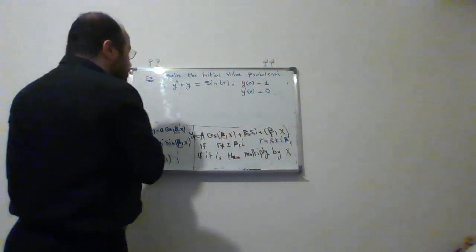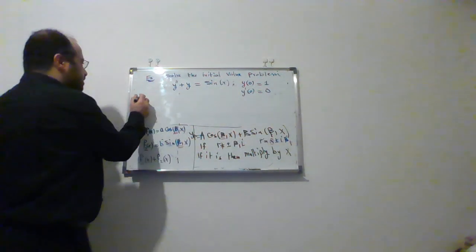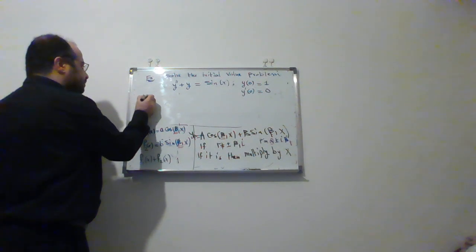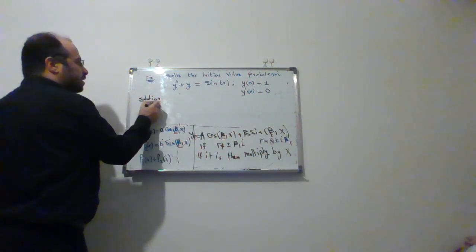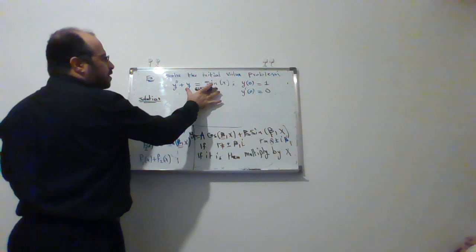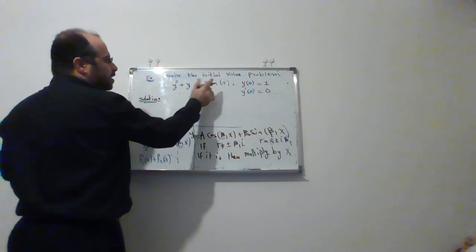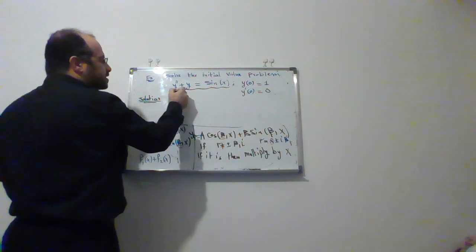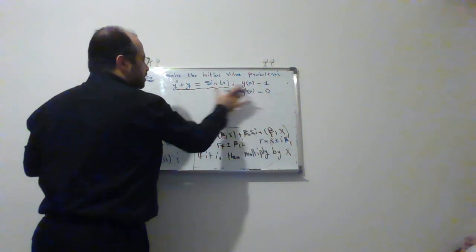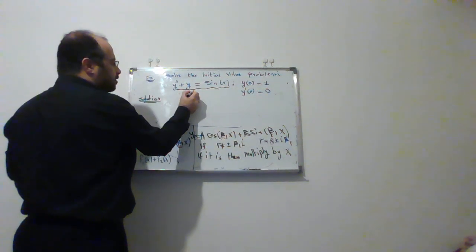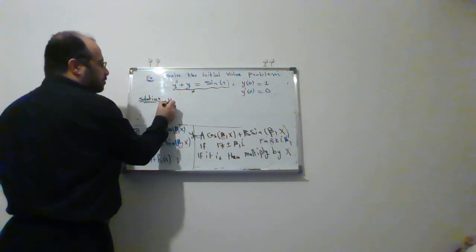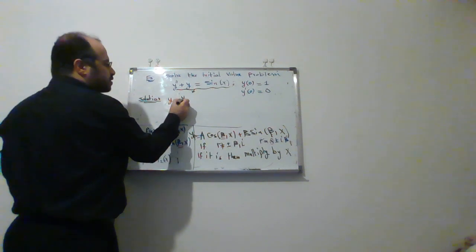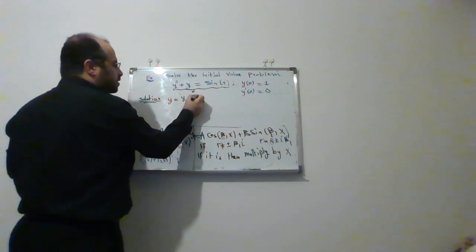Now let me solve this thing. So here is the solution. So you are looking for the general solution first. So first I'm going to deal with this thing and then I deal with the initial conditions. So for this one alone, y will be two parts, y homogeneous plus y particular.